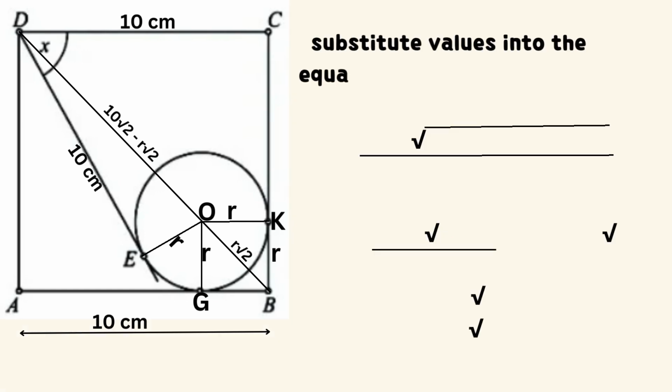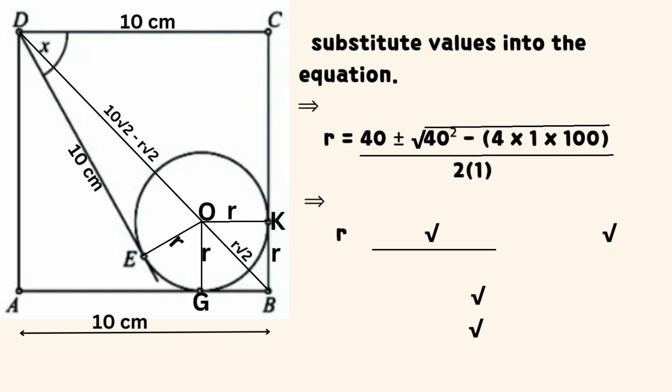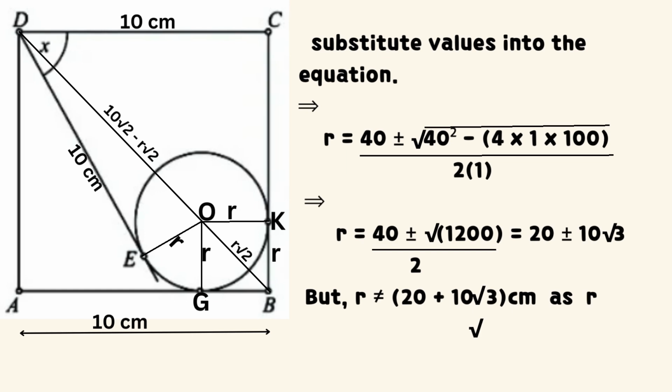Substitute values into the equation. It signifies that R equals 40 plus or minus the square root of 40 squared minus the product of 4, 1 and 100, all divided by 2 times 1. Simplify and we have that R equals 20 plus or minus 10 times the square root of 3. But R is not equal to the sum of 20 and 10 times the square root of 3. It is because R is the radius of the inscribed circle and is less than length A, B, which is the length of the square. Therefore, R equals 20 minus 10 times the square root of 3 in centimeters.